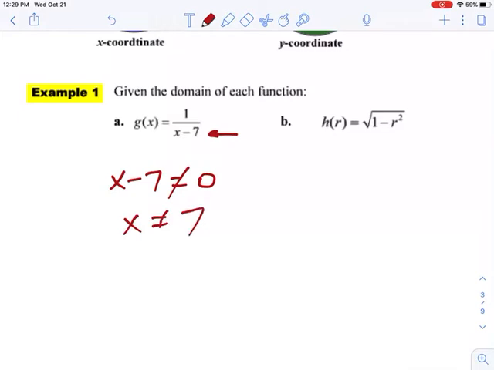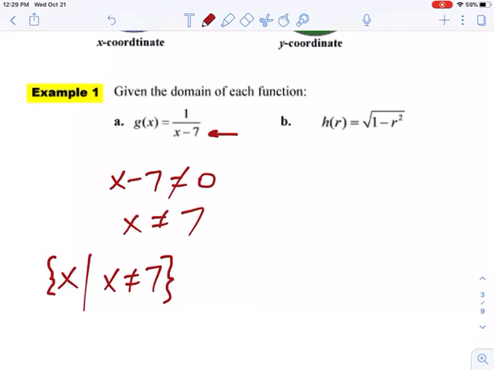So the domain, you know how to do interval notation. This would be set builder notation, just to give you different options. Set of all x such that x cannot equal 7. It's read: the set of all x such that x cannot equal 7. That carries it. Letter B, the square root of 1 minus r squared.